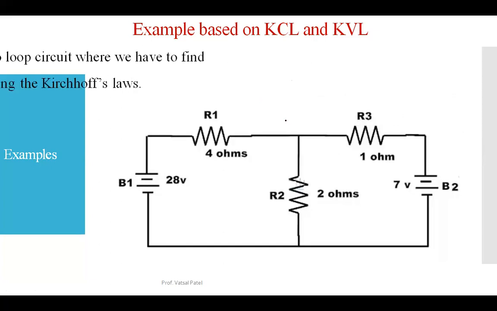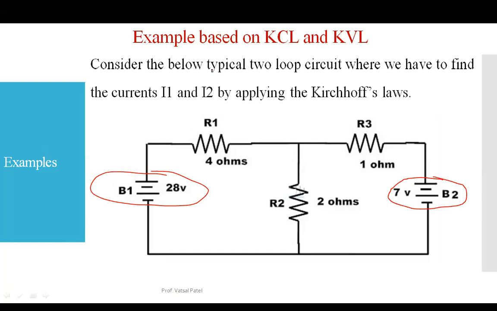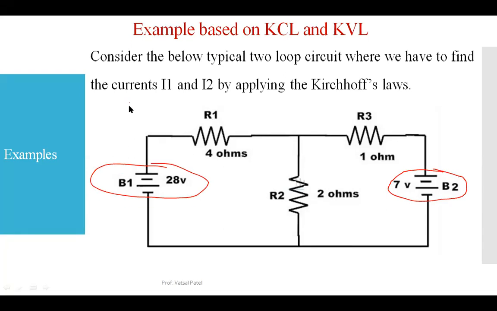In this example question, we have to consider two typical loops in this circuit. That means we have two closed loop circuits. We have two battery sources given here, one is 28 volt, the second is 7 volt, and there are three resistances given here, right? So first of all we are going to assume the two loops in this circuit diagram, and then we will do the calculation.